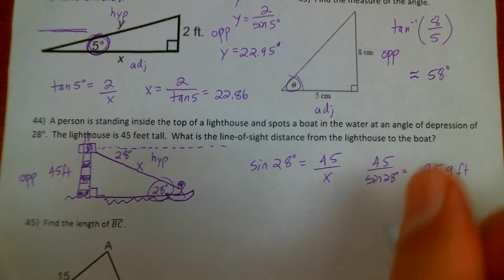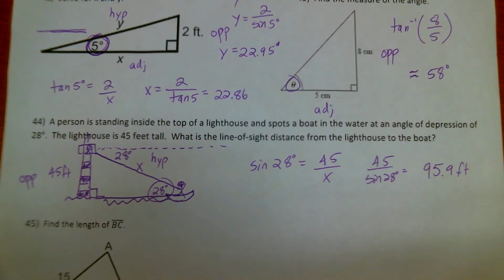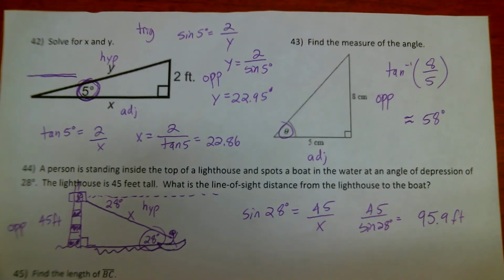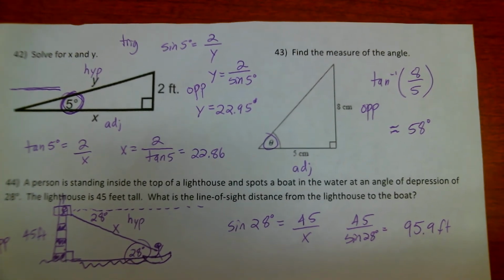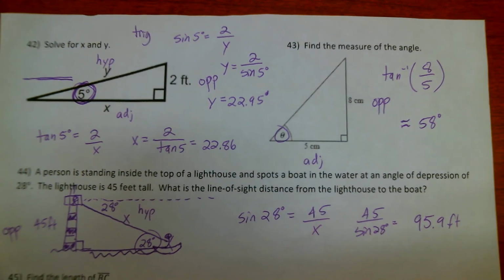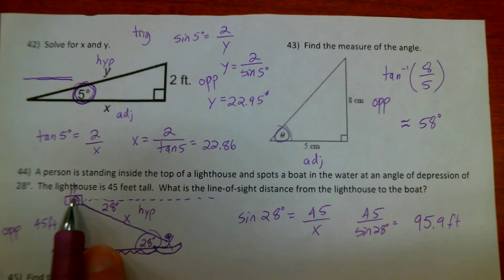95.9. It doesn't tell us how to round, so approximately 96 feet. Make sure you are paying attention to what it asks you to round to. Now the exam is multiple choice, so you won't have to make that determination, but you always want to make sure you read the directions. Okay, does that make sense? 96 feet? Yeah, I buy that.